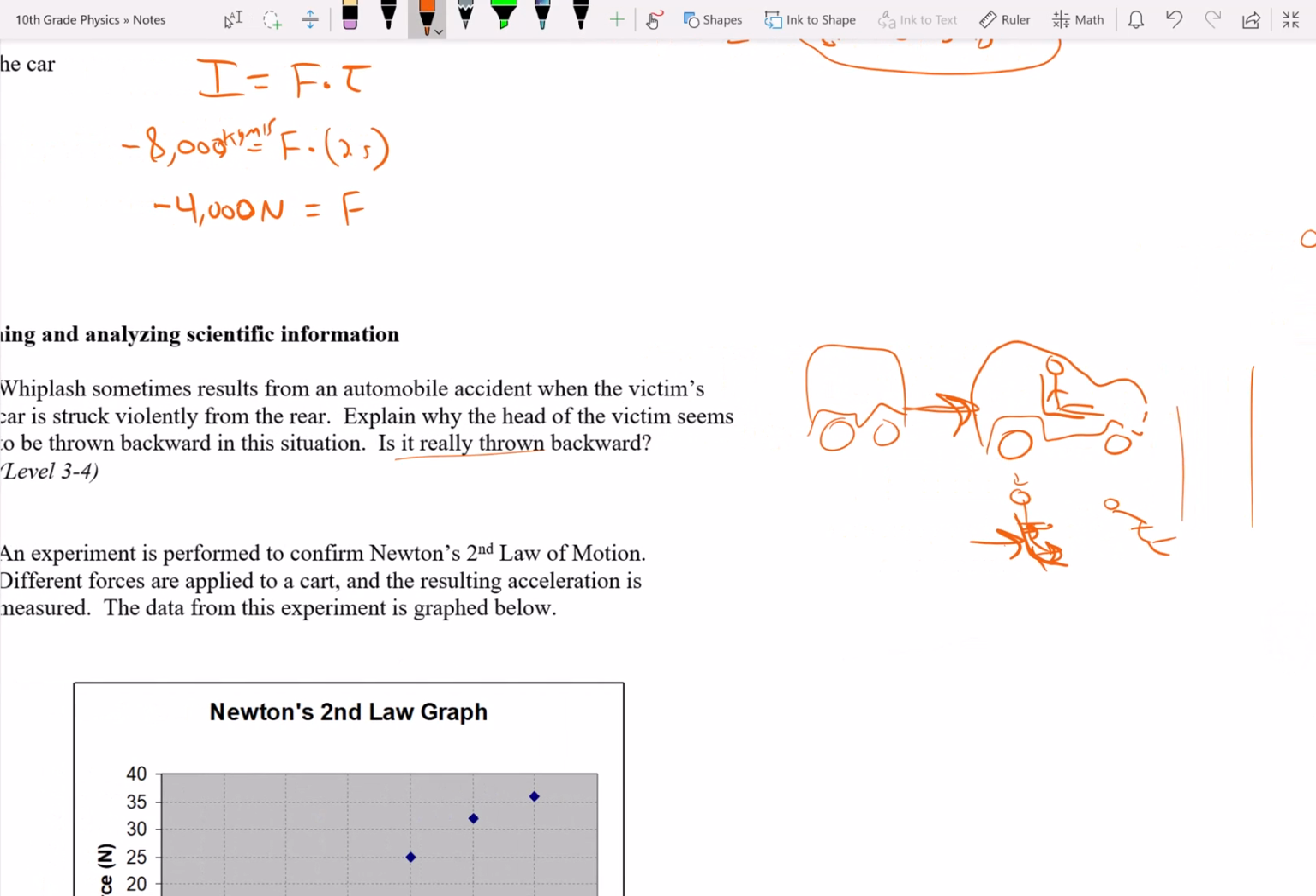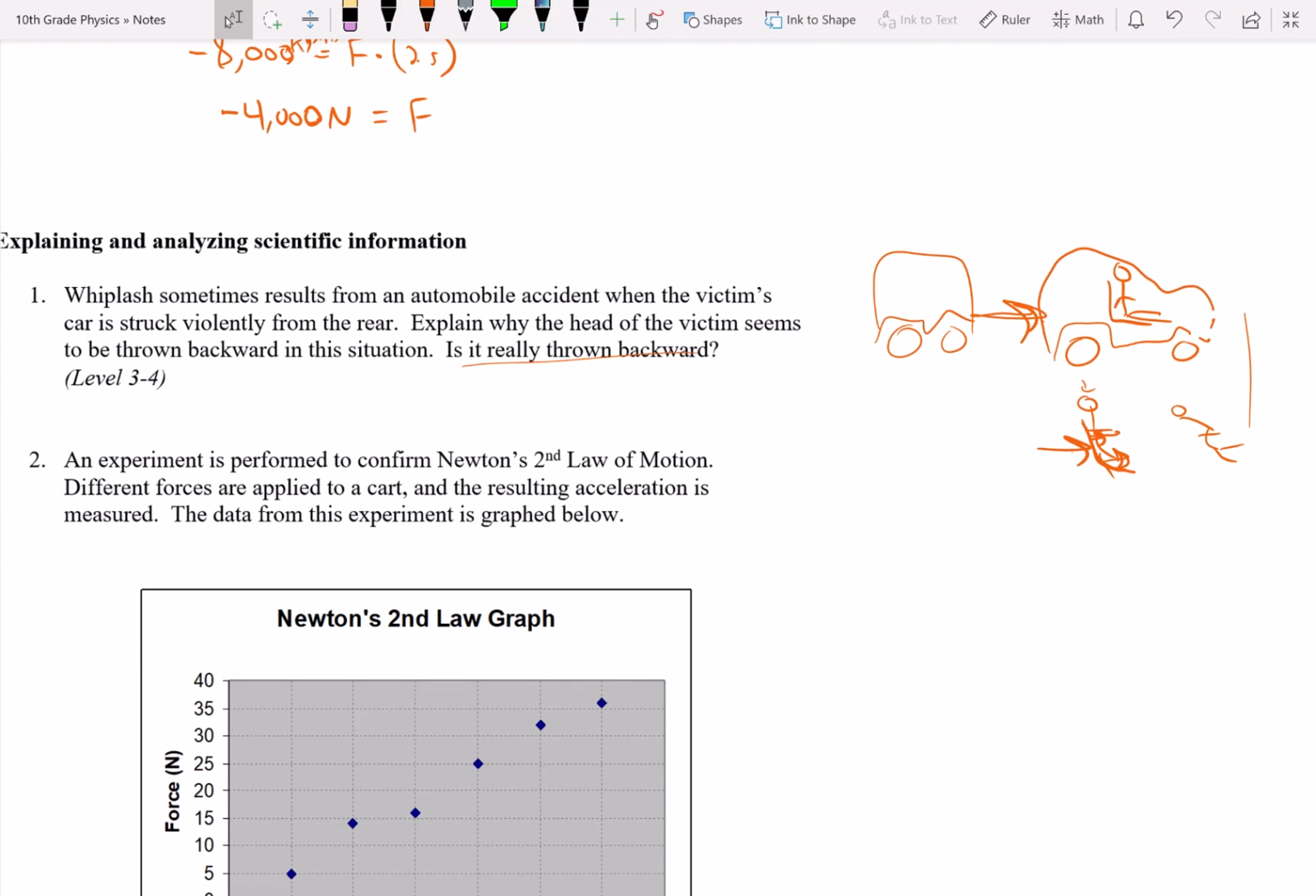And so no, is it really thrown backward? No. Everything else is thrown forward. Your head wants to stay where it is because of inertia. Right, so that's that. You can also look at some videos, just do a quick YouTube search of whiplash, and it'll show you some cool diagrams and stuff.